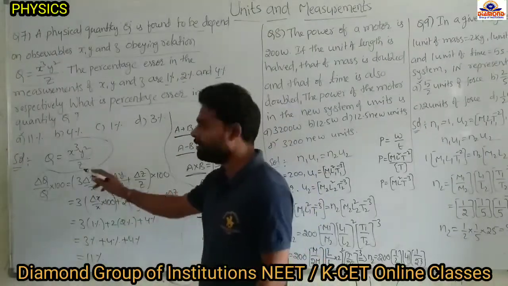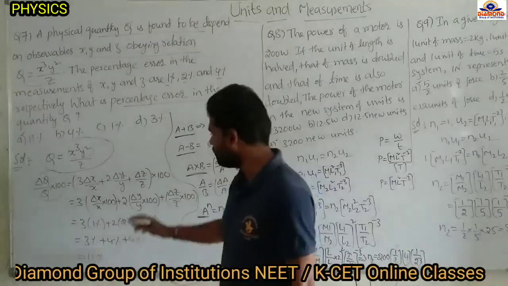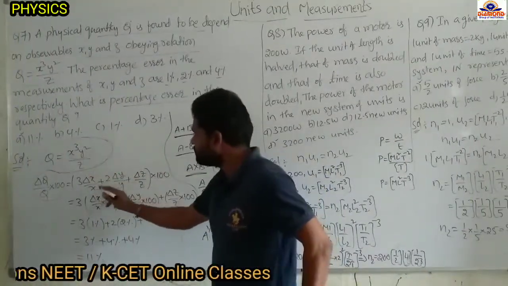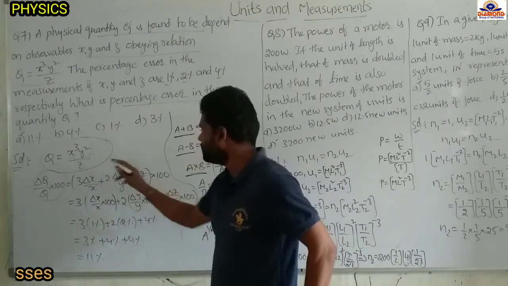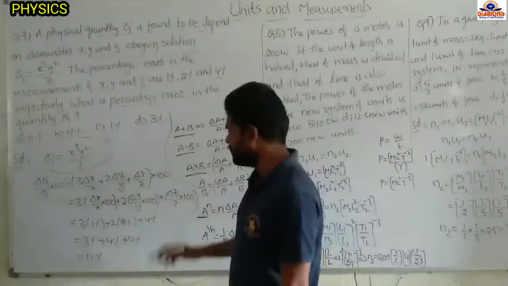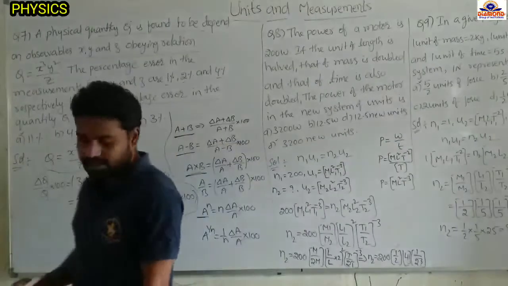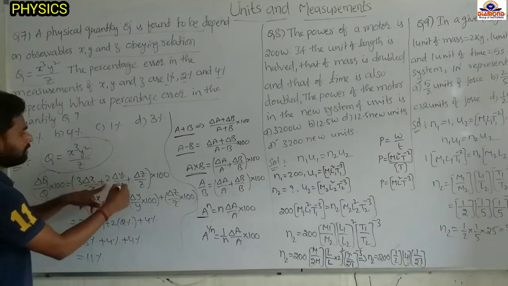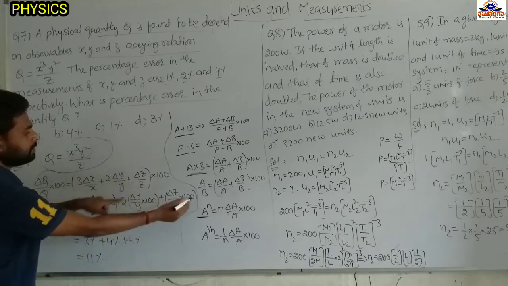Okay, it is in the denominator, but we have to write plus only, don't keep minus, always plus only. So 3 into del x by x plus 2 into del y by y plus del z by z into 100 percentage. Now multiply the 100 inside, so we will get 3 into del x by x into 100, plus 2 into del y by y into 100, plus del z by z into 100.